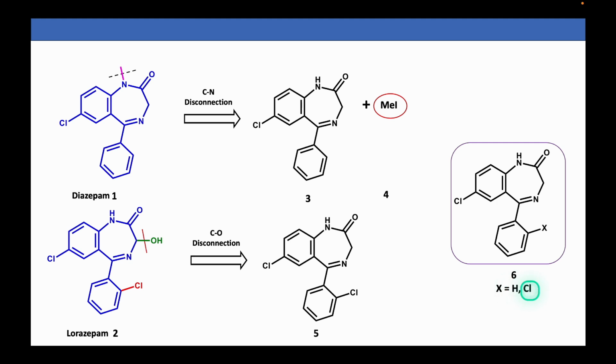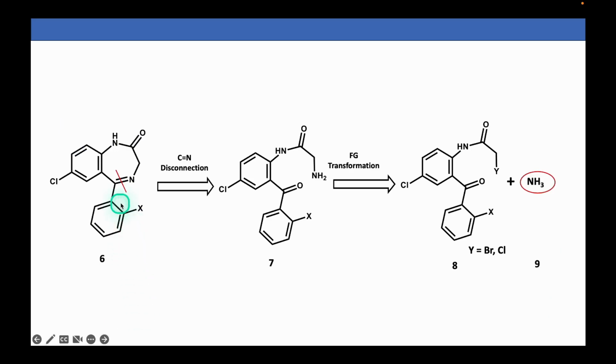The imine present in 6 functions as a retron, as it can be formed by an intramolecular reaction between the amino and the carbonyl groups present in 7, generated by a carbon-nitrogen double bond disconnection. The amino group present in 7 can be obtained by a nucleophilic substitution of haloamide 8 and ammonia that arises as raw material.